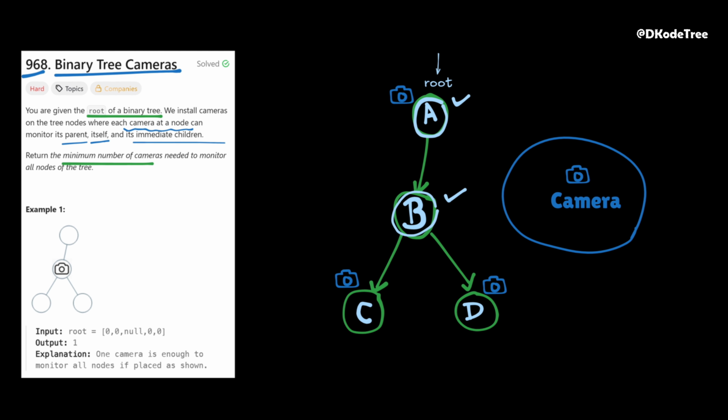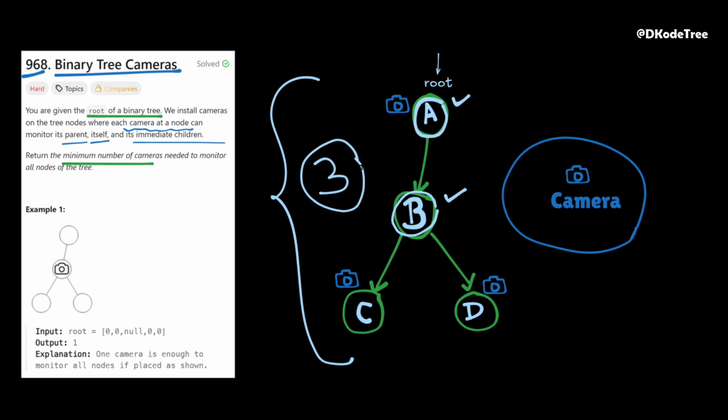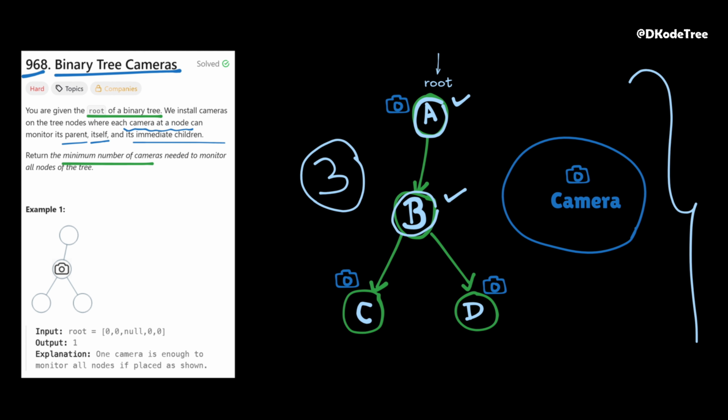So in this case, we can see that we are using three cameras to cover the same binary tree which we have already covered previously using one camera. So depending on the placement of cameras, the number of cameras used to cover the entire tree will differ. And we have to return the minimum number of cameras in which we can complete this task. For this example, it will be 1.